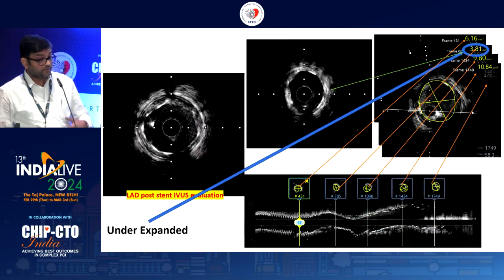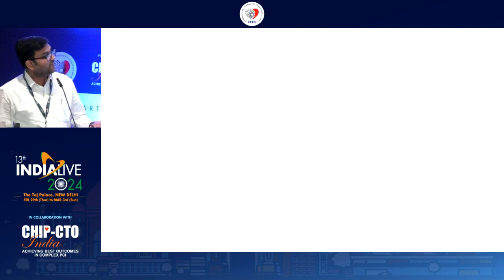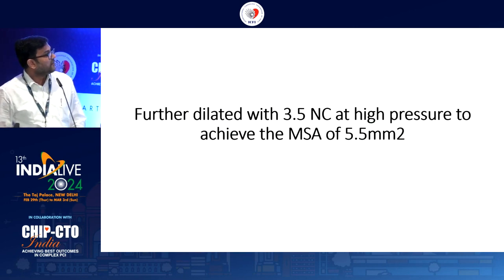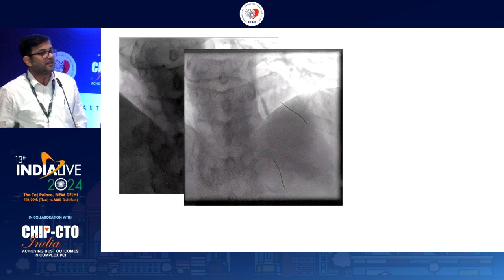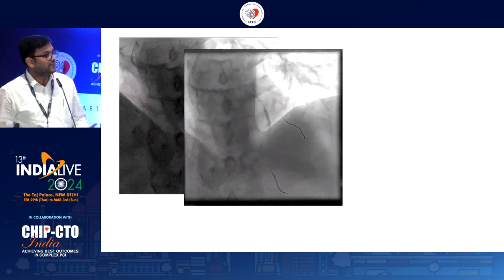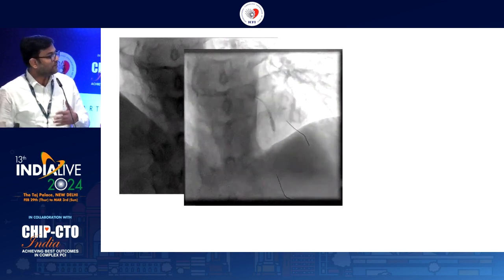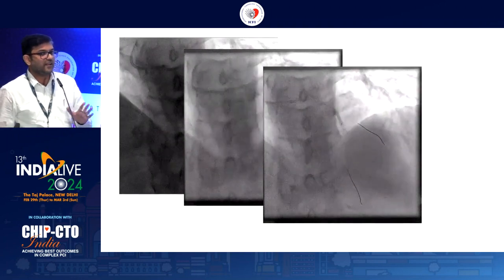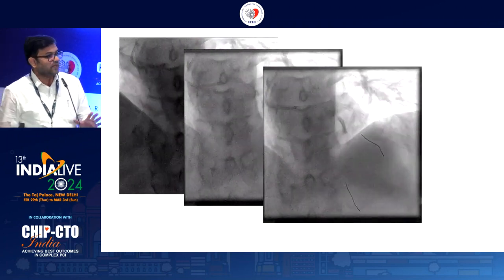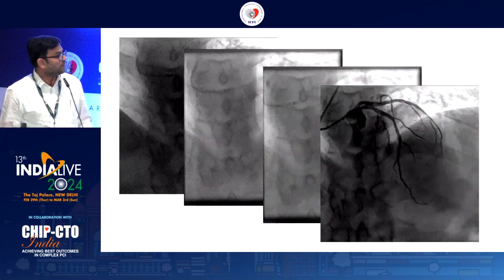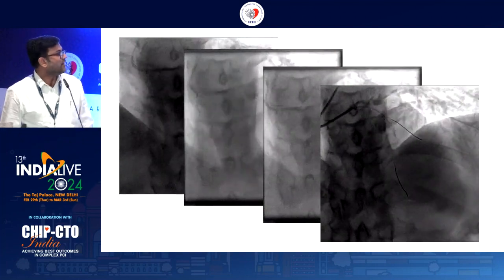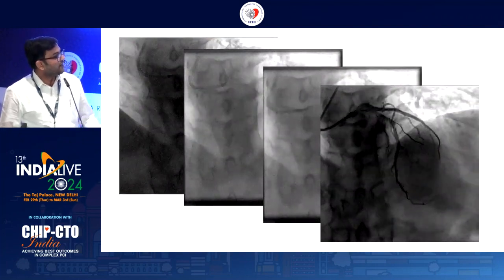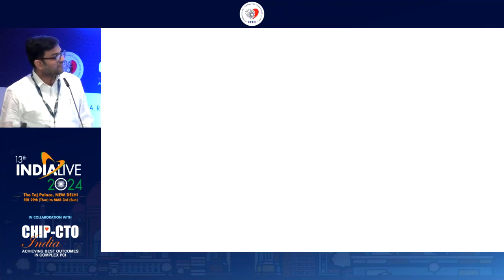And one more time, after seeing this area, I dilated one more time to get at least a 5.5. I was chasing the MSA like anything. I was not scared. I was only thinking that I should get close to a 5 millimeter square MSA to get a long-term outcome. That was the only thing going on in my head. So I kept on dilating. After this dilatation, this was the final result. After that, I didn't do an IVUS.